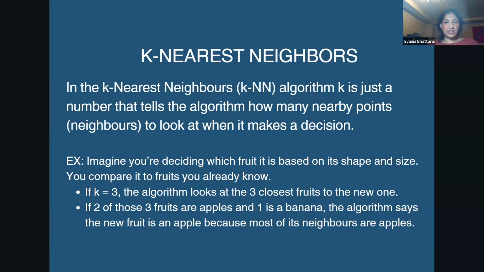I gave the example of imagine you're deciding which fruit to pick based off of its shape and size. If you compare this fruit to other fruits that you already know, if k is equal to 3, the algorithm looks at the 3 closest fruits to the new one. And if, of those 3 fruits, 2 are apples and one is a banana, the algorithm says that the new fruit is an apple because most of its neighbors are apples.